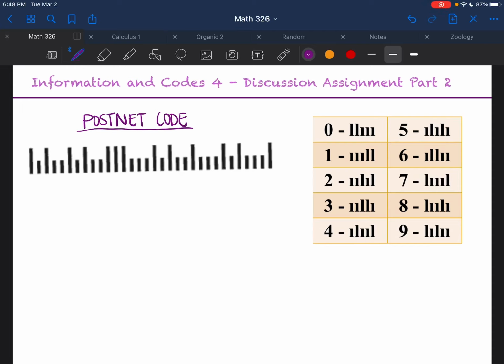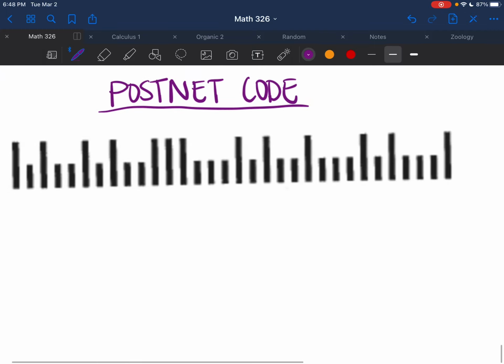It is Michaela again. We are back at it with Information and Codes for Discussion Assignment Part 2. Let's jump right into it, decoding this postnet code, just like Part 1, but this time we know there's an error within this code. So our job is to find it, correct it, and decode this barcode. So let's do it. I'm going to zoom in again.